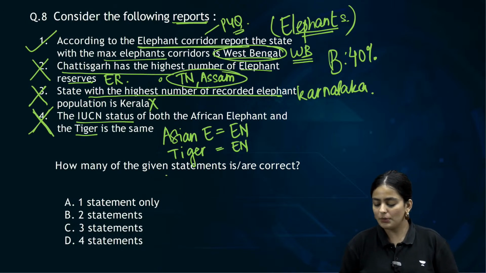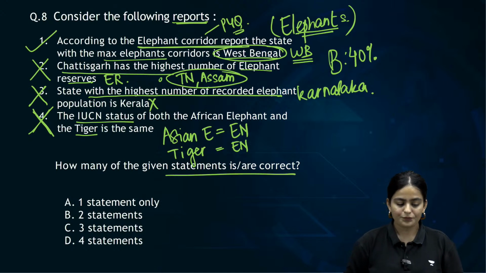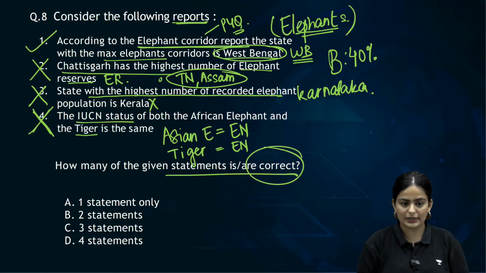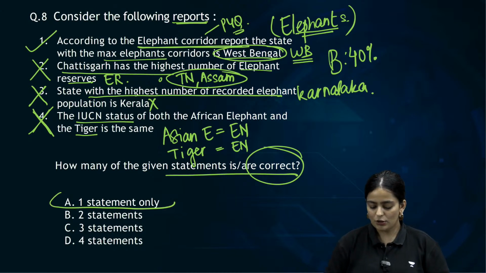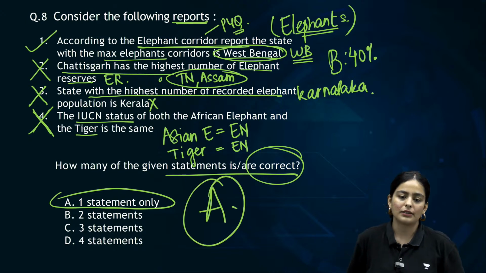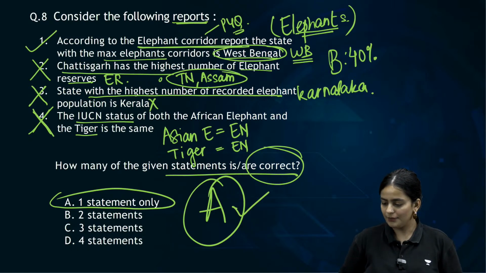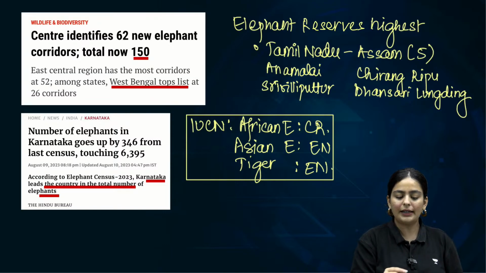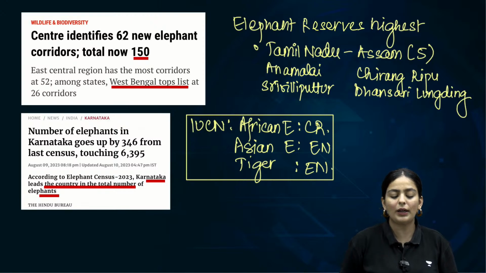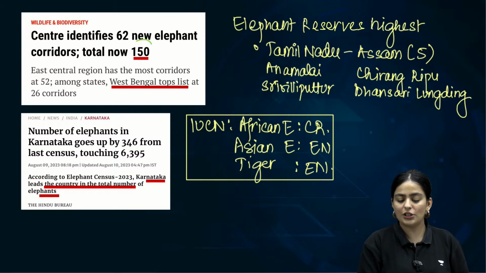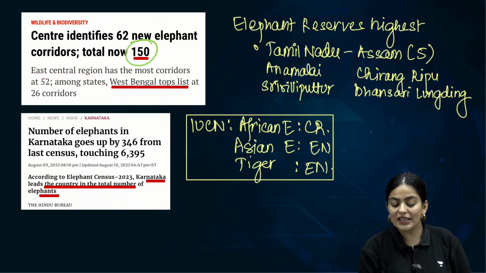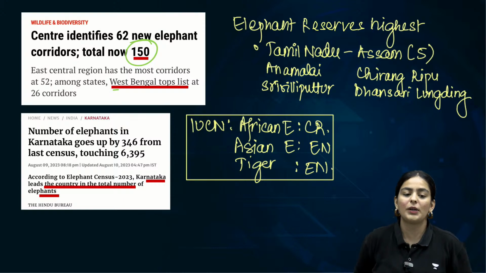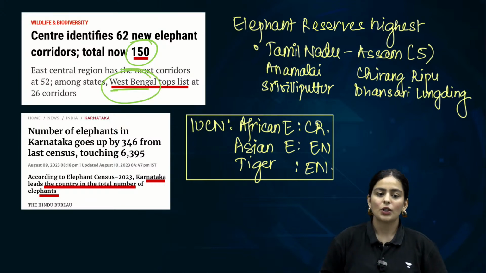How many of the given statements is or are correct? Only one statement is correct, that is A. So A becomes your answer. Clear? Please look at this. Center identifies 62 new elephant corridors, making the total almost 120 now. East Central region has the most corridors. West Bengal tops the list when it comes to the maximum corridors.